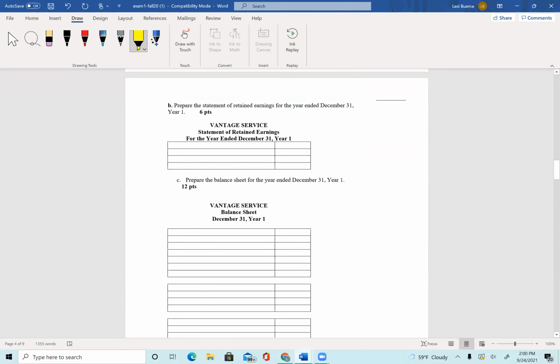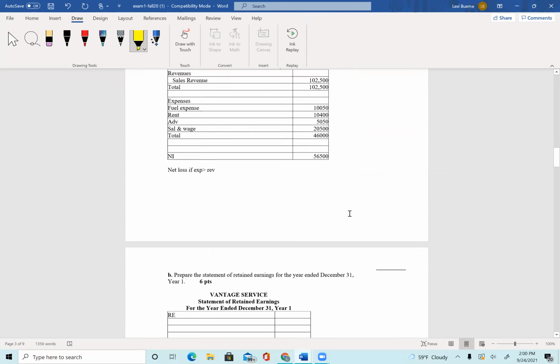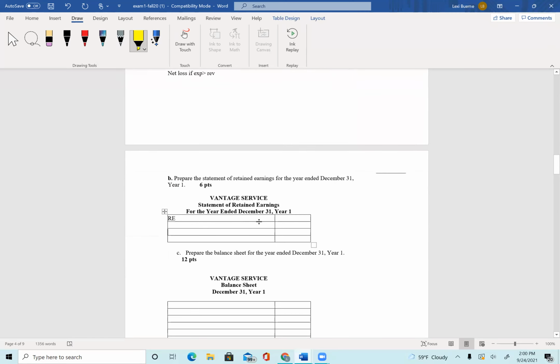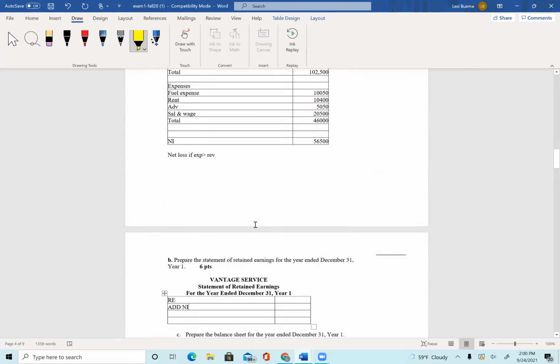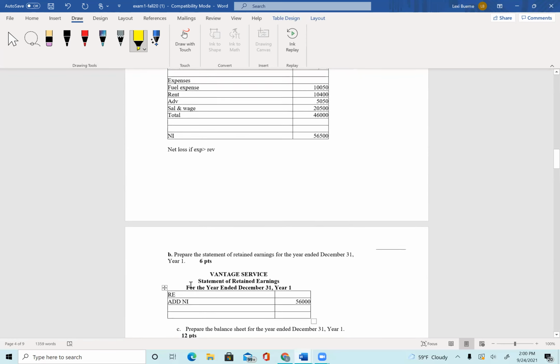Next, we're going to do the statement of retained earnings. So for this one, we start with retained earnings. They don't give us any amount for retained earnings here. So that means there's no beginning amount. So we just leave that blank. And then we add in our net income, which is 56,500, which we just found from above on our income statement. If it was a net loss, we would subtract it out.